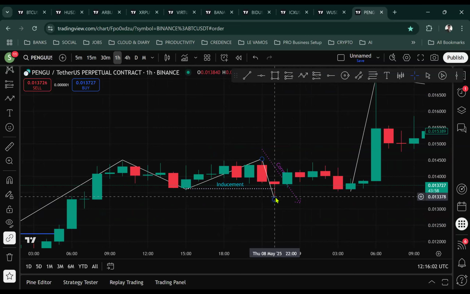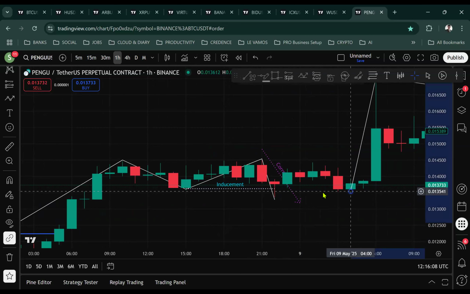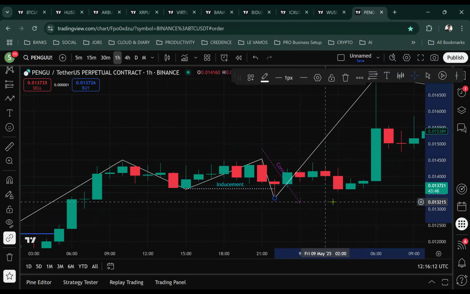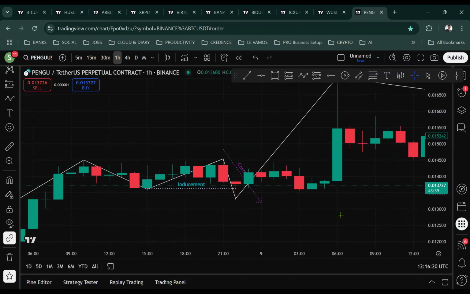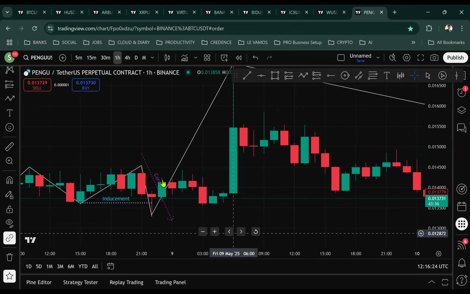So from there, you now start marking valid pullbacks. You see here that there was a valid pullback down here before it went up. There is no valid pullback actually, because look, now if I put a bar.